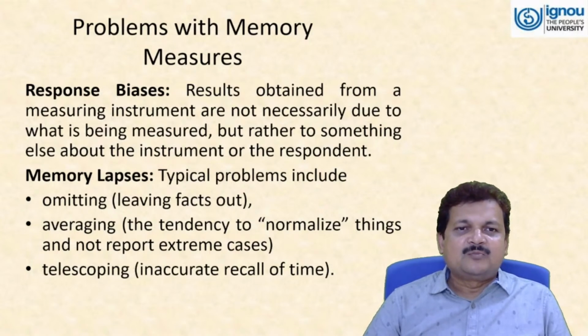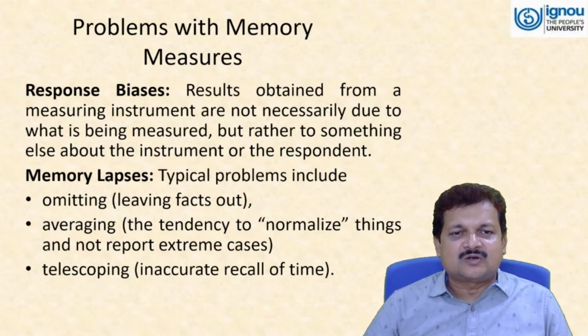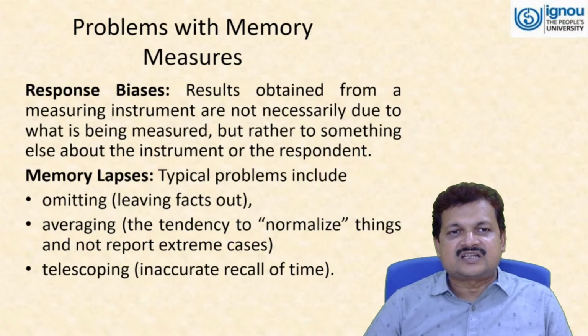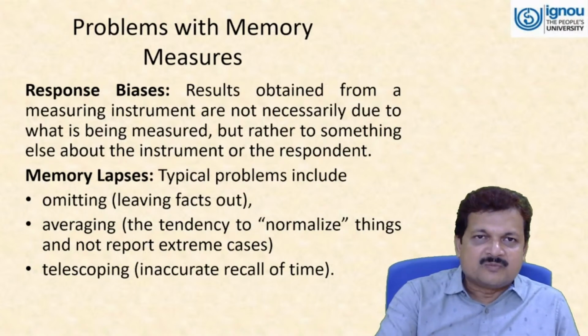Then memory lapses: here some troubles come, like some of the information being omitted. It's not always true that all the information will remain with you, and some of it is averaged, meaning only limited information remains. And telescoping is where very detailed information remains, and you are unable to recall it. Recalling is quite difficult and inaccurate, meaning you are unable to do it very well.